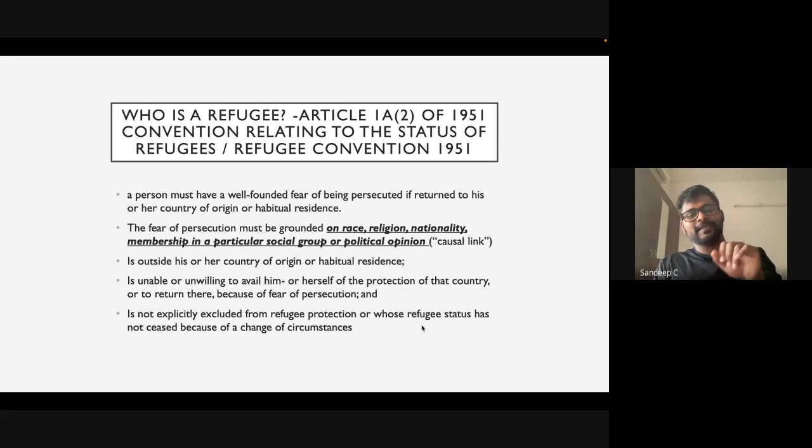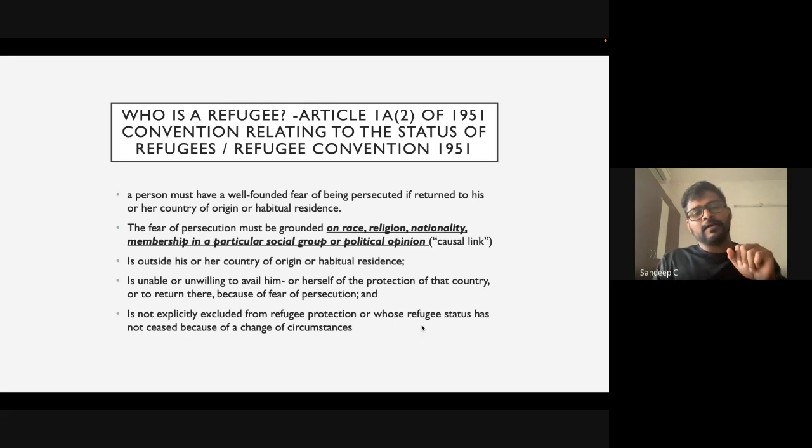Okay, so the grounds under which persecutions are made against individuals within their own country, which makes them flee from their country or flee from their place of habitual residence, are known as the causal link. Okay, these grounds are known as the causal link for making a person a refugee under international law. So these grounds should be there. Okay, the fear of life, or threat to life, must originate because he or she belongs to a particular race, religion, nationality, or a particular social group.